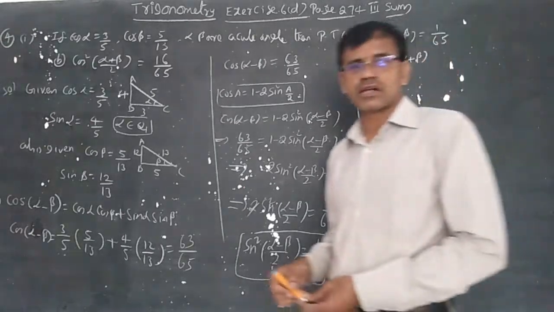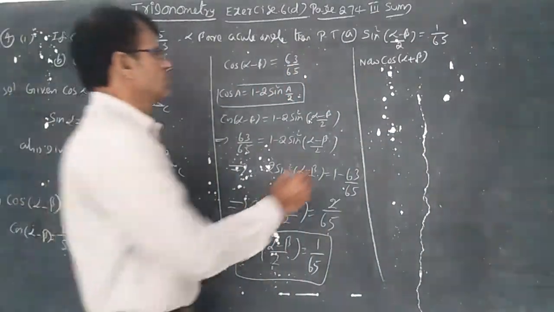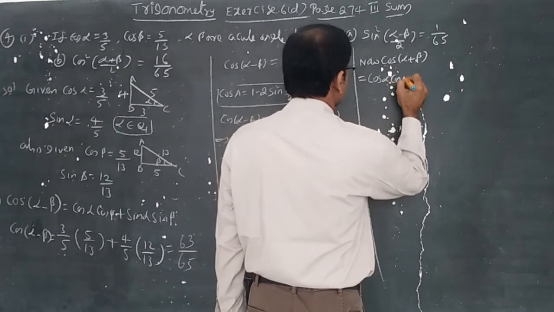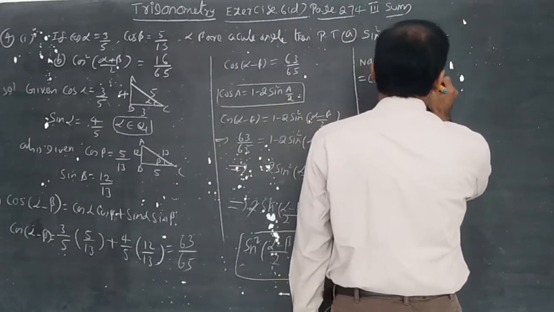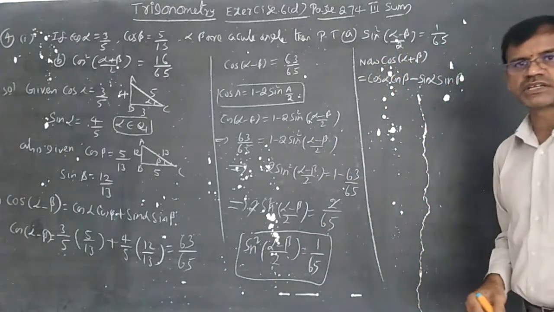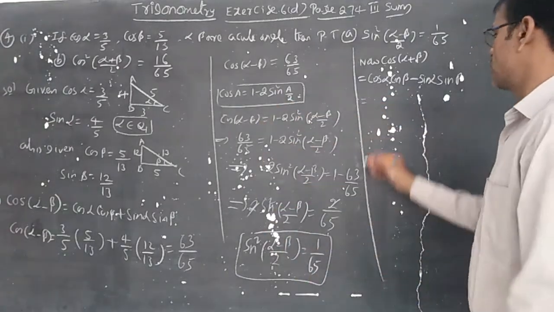Remember the formula cos of a plus b is cos a cos b minus sin a sin b. So write here cos alpha cos beta minus sin alpha sin beta. Substitute the value whatever the value we got there.